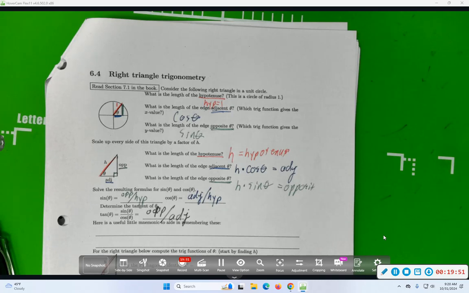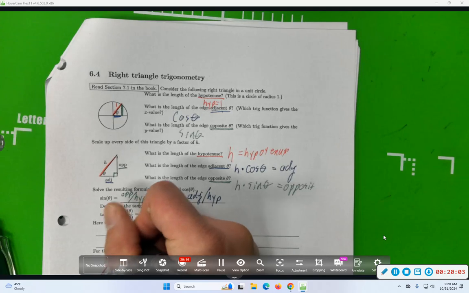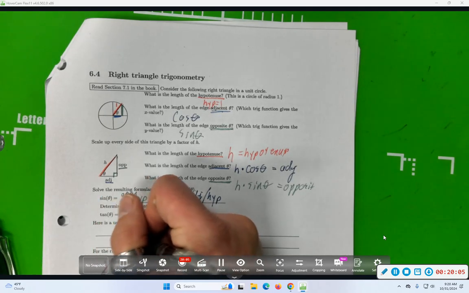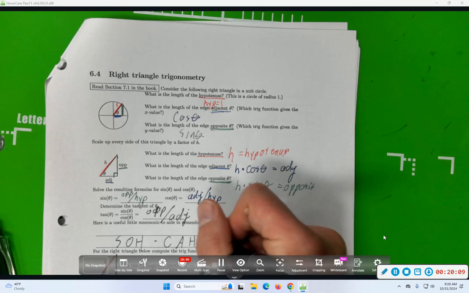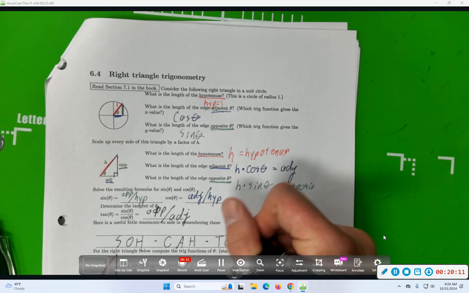So maybe I'll just go for one that I think carries enough information. If you can remember the syllables so, ka, and toa, you can remember these facts. Sine is opposite over hypotenuse. Cosine is adjacent over hypotenuse. Tangent is opposite over adjacent.